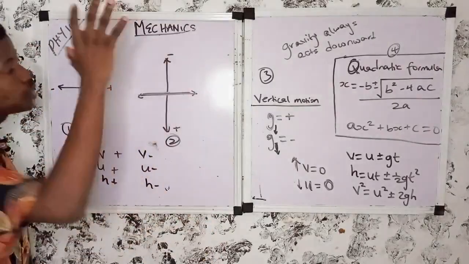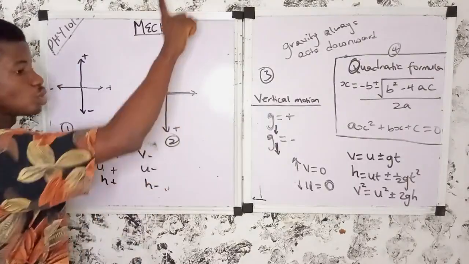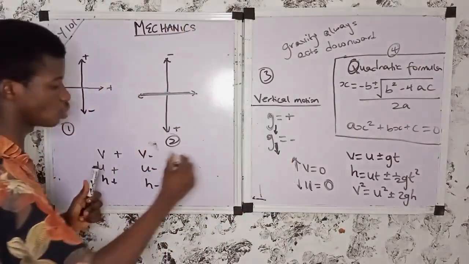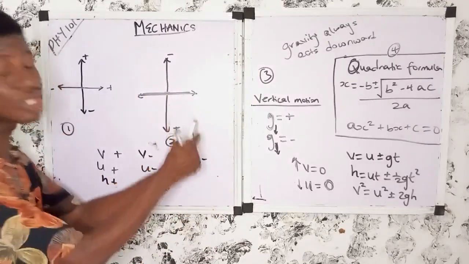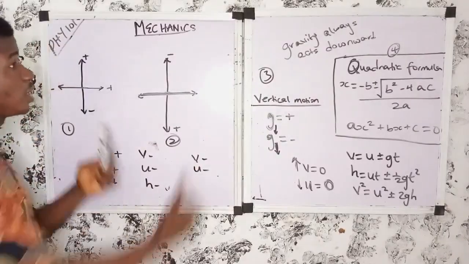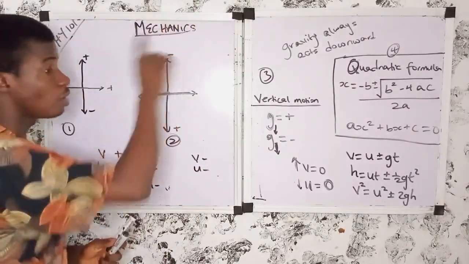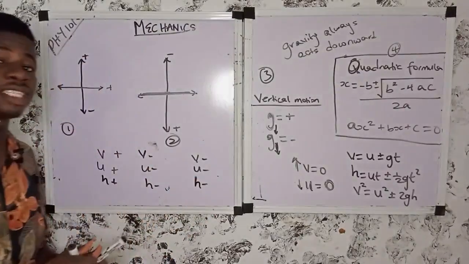Now, using the second coordinate, it's going to be the opposite. If a body is thrown upward, the velocity will be negative, because going upward is negative according to this coordinate. The initial velocity will still be negative, because going upward is negative. Then the displacement will still be negative, because of this coordinate.